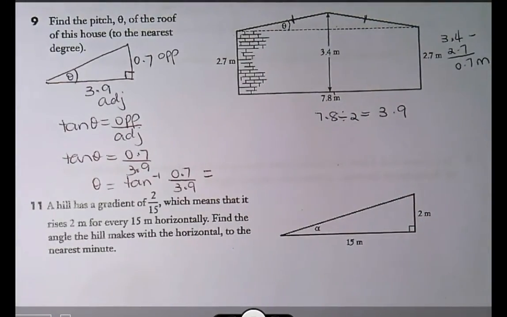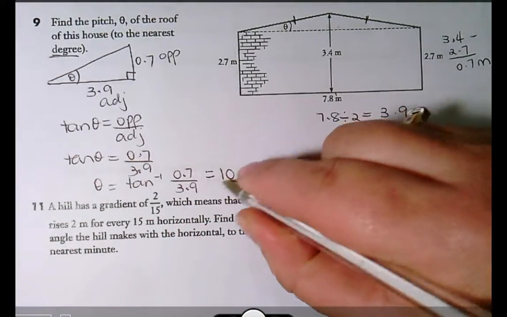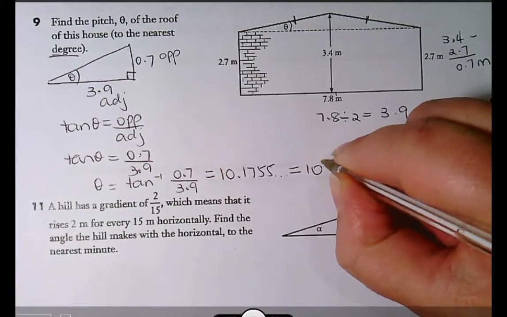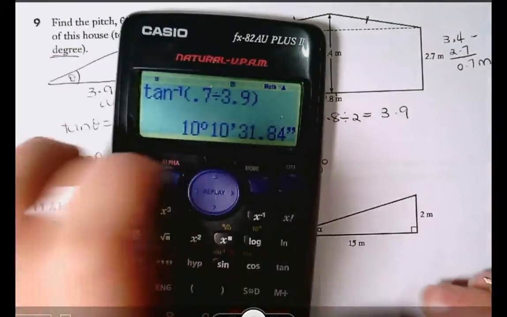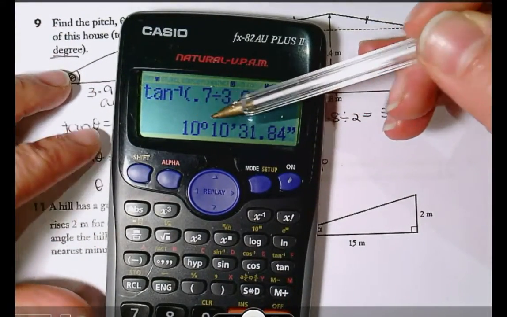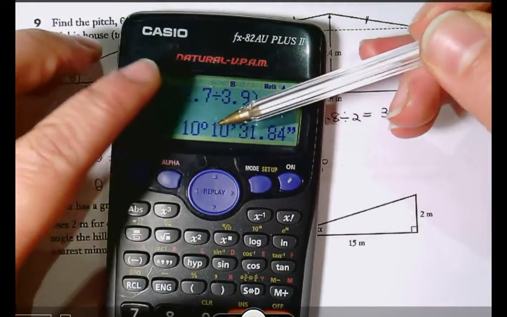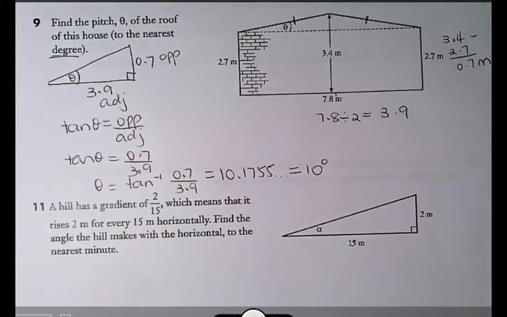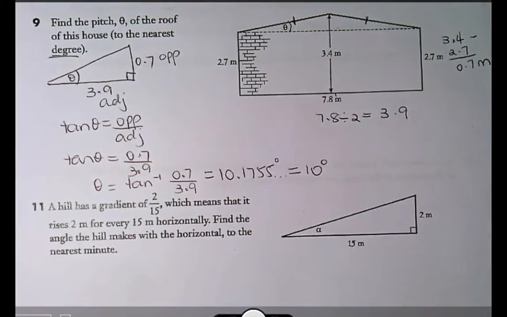We're asked to find this to the nearest degree. So I would just round to the whole number: 10.1755 rounds to 10 degrees to the nearest degree. But if I was to change that to degrees and minutes on my calculator, I get 10 degrees, 10 minutes, 31 seconds, which really rounds to 10 degrees. This 10 minutes is less than 30, so it still is 10 degrees. But when rounding to the nearest degree, honestly, it is much easier not to change it to degrees and minutes.